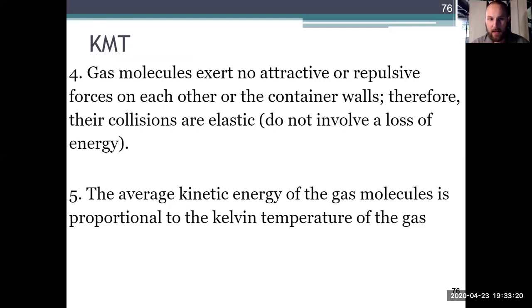And lastly, the average kinetic energy of the gas molecules is proportional to the Kelvin temperature, which we've seen before when we were looking at pressure. Okay? And we know that idea with kinetic energy from back in chapter 5. As we increase the kinetic energy, we increase the temperature. Right? Now our gas molecules are moving around faster.